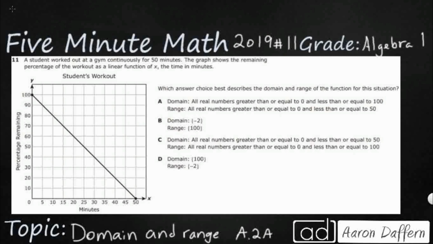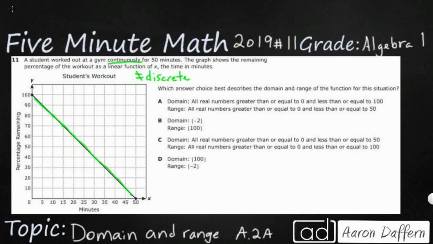So we have a student working out at a gym continuously, and so this is continuous data because we do see this straight line. It's the opposite of discrete. So discrete data would be if we just had individual points represented here, right? Just individual dots, but this is continuous, so it's a straight line.